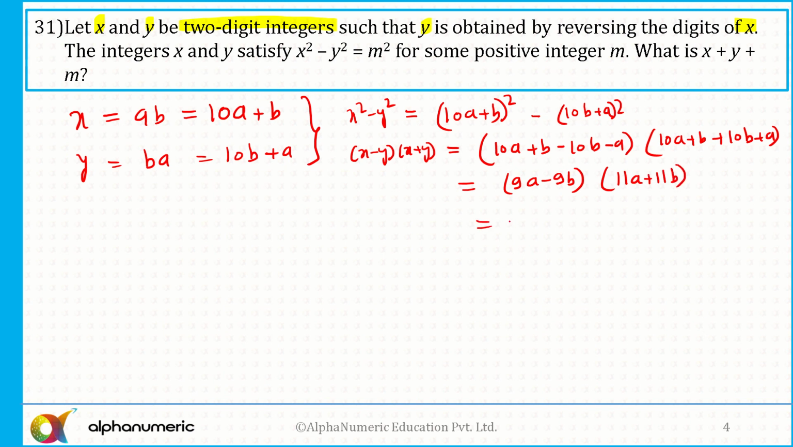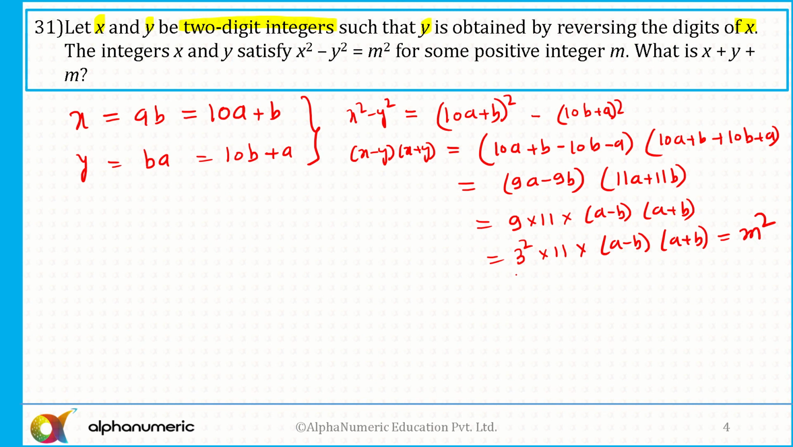So 9 is common and 11 is also common, and I'll get (a minus b) into (a plus b). So this is 3 square into 11 into (a minus b) into (a plus b). And we know that this term x square minus y square has to be a perfect square, equal to m square.